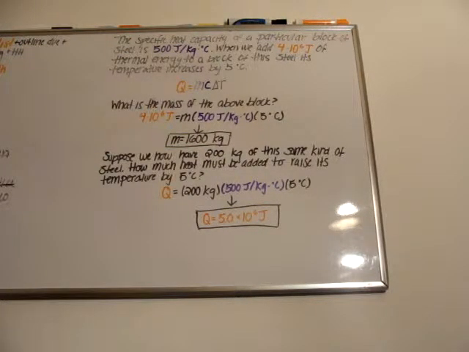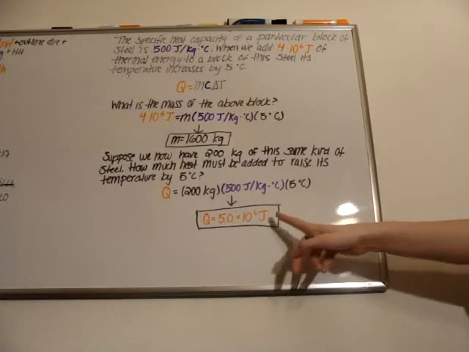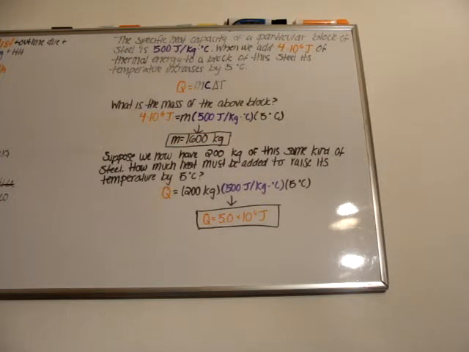And when you multiply all that out, it simplifies to 5.0 times 10 to the 6 joules. You don't have to use scientific notation here, but it's easier to use. And then the heat is measured in joules, which is why our unit here is also joules.